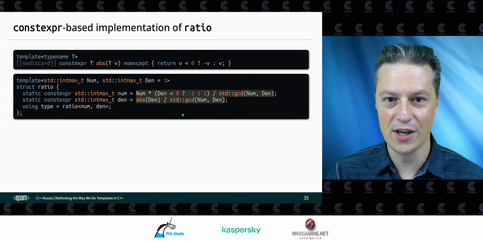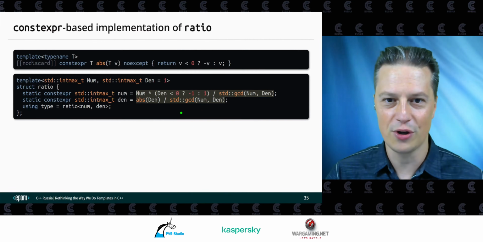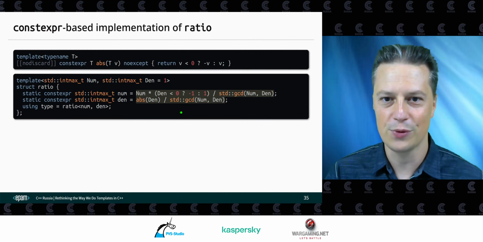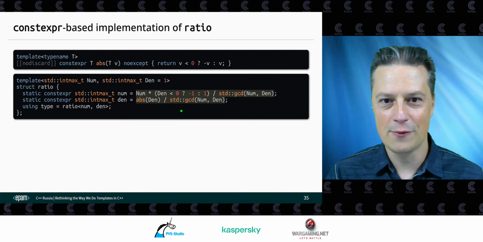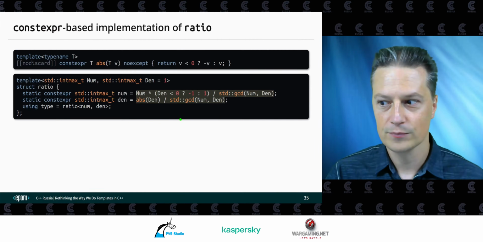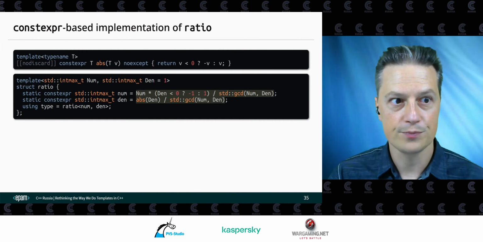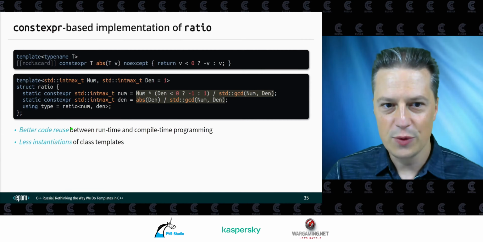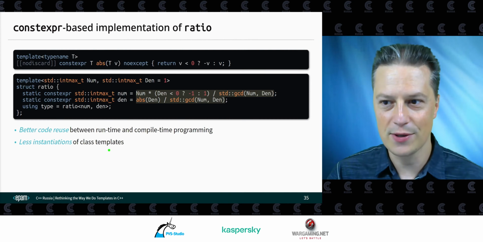It's a C++14 implementation, and we don't have too many branches in the standard library implementations depending on the language version. So probably maintainers do not want to maintain a different version for C++11 and a different one for C++14 that could use those static GCD functions. And with this, we have better code reuse between runtime and compile time, and we have fewer instantiations of class templates, of course, right?